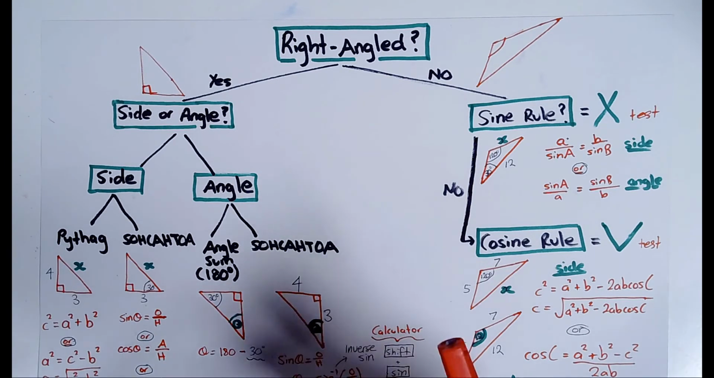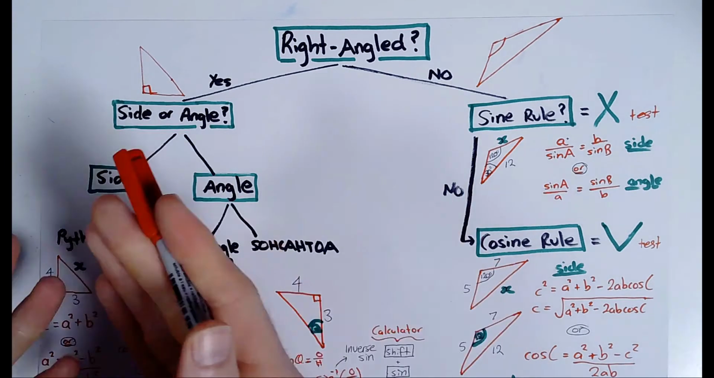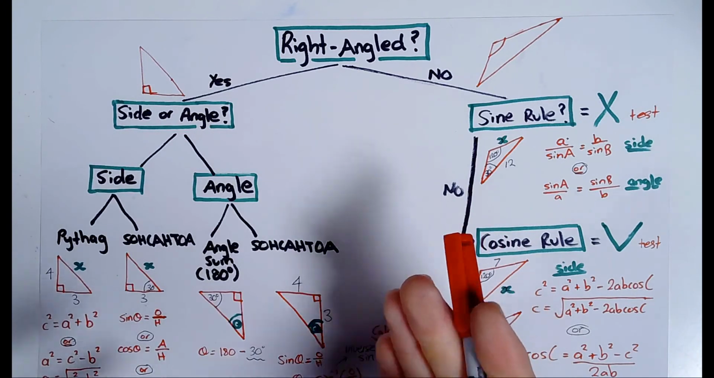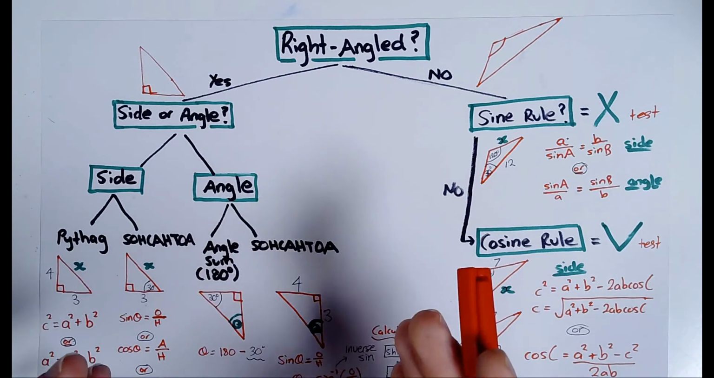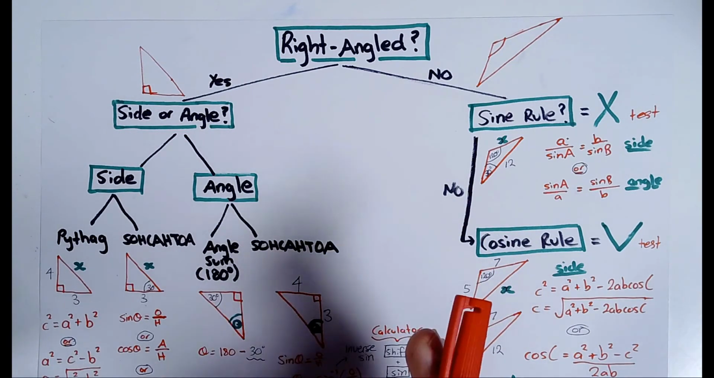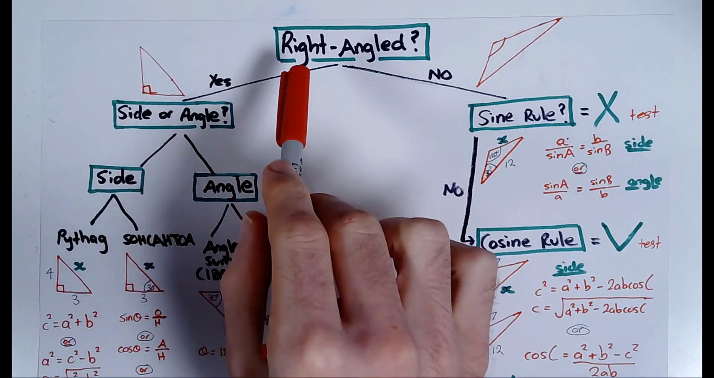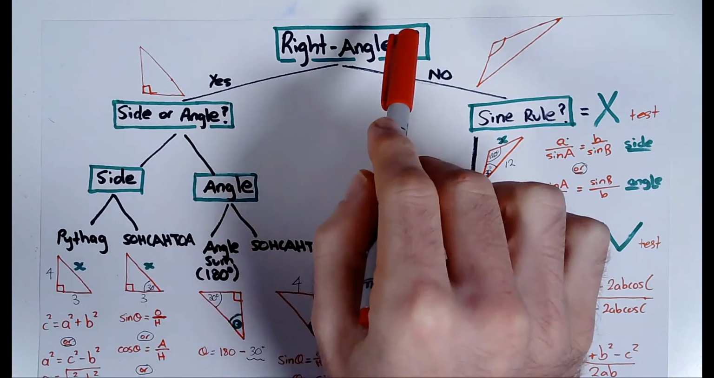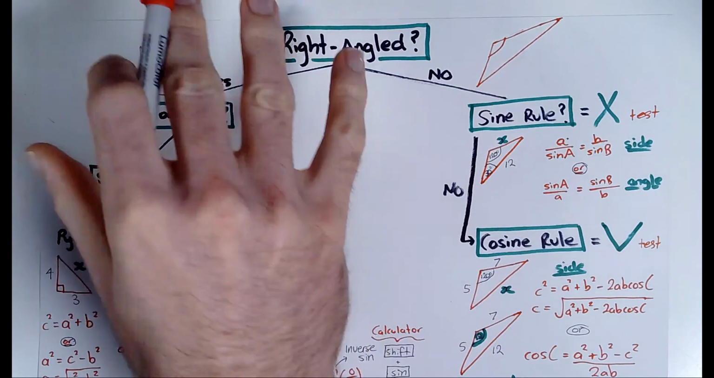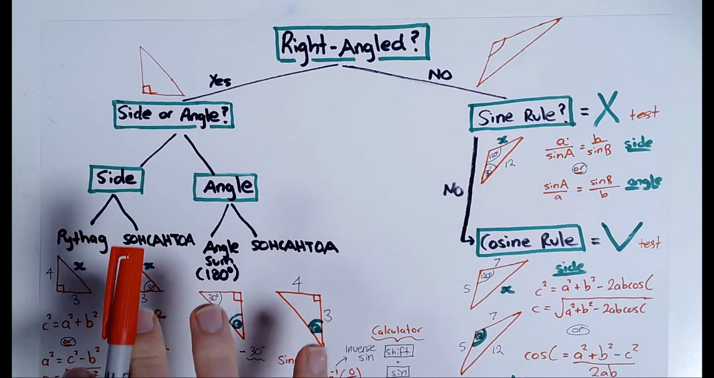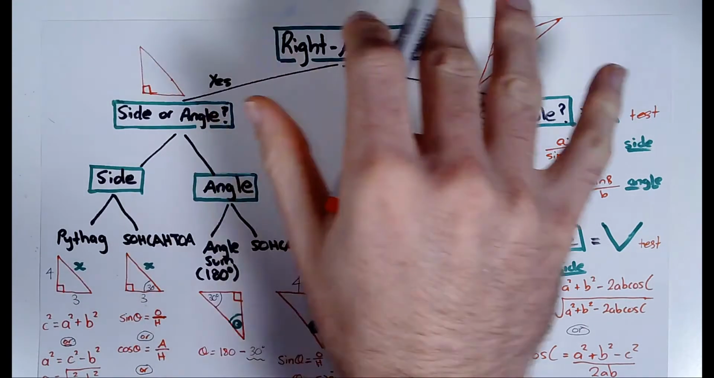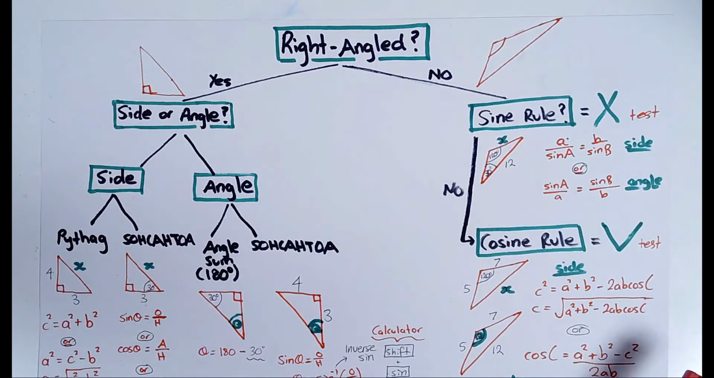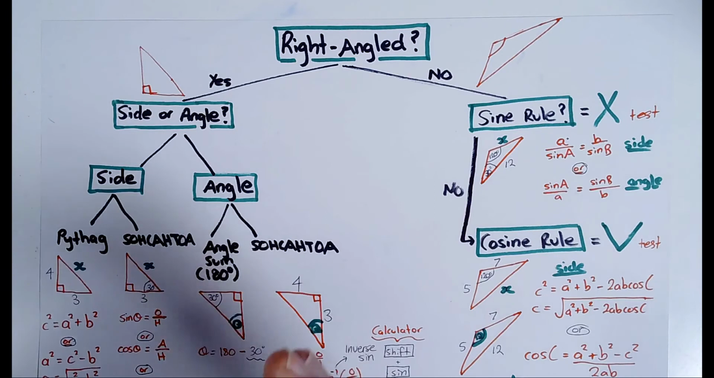Okay, so when you get a question where you're required to find a missing side or angle of a triangle, the first question you ask yourself, and this is the critical question, is: is the triangle a right-angled triangle or not? If it is a right-angled triangle, we come over to this side of the sheet. If it isn't a right-angled triangle, we go and apply these tests on this side. So let's start with the situation where it is a right-angled triangle.